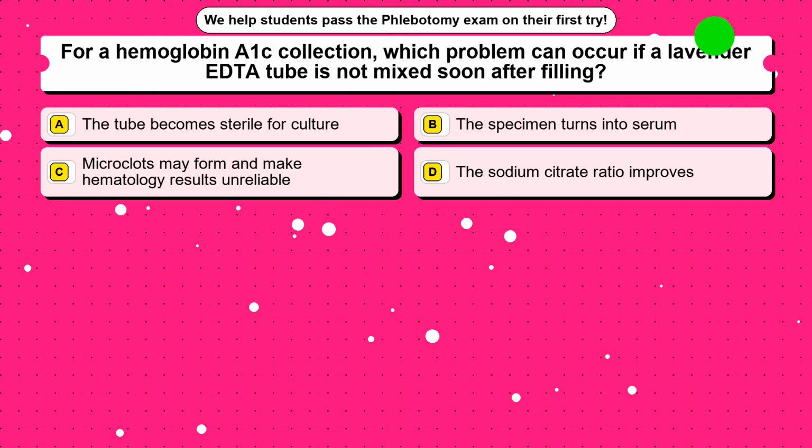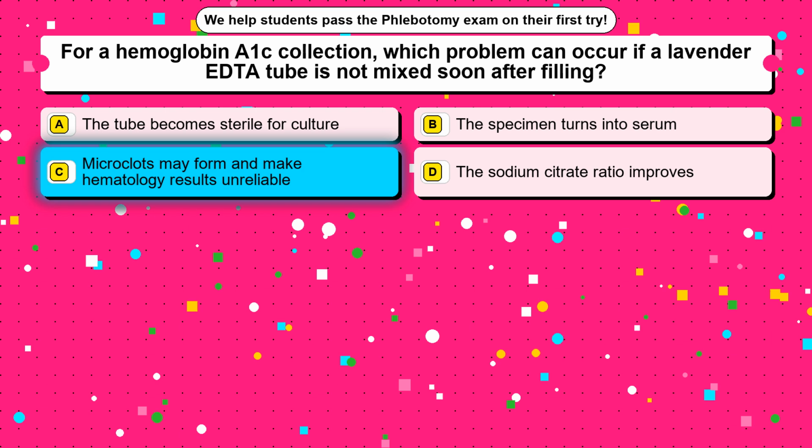Question 55. For a hemoglobin A1C collection, which problem can occur if a lavender EDTA tube is not mixed soon after filling? Option A. The tube becomes sterile for culture. Option B. The specimen turns into serum. Option C, microclots may form and make hematology results unreliable. Option D. The sodium citrate ratio improves. The correct answer is option C.